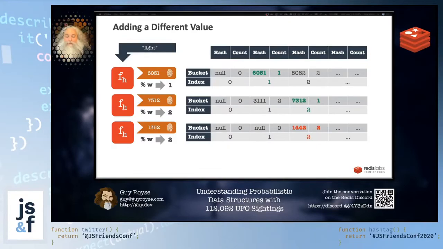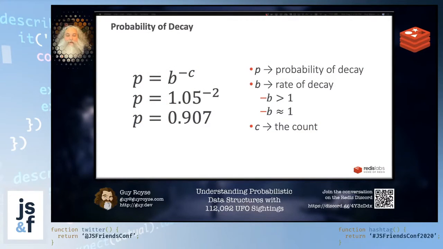So what do we do? Well, we roll the dice and see whether we're going to decrement it. Adding light to this may eventually decay it or kick out that value, because it's not heavy. It's Heavy Keeper. It may not keep the lighter things. So we do a little bit of math to determine that probability. The probability of decay is P equals B, which is a rate of decay that we select, to the power of negative C, which is the value of count, in our case 2. B is arbitrary and should be greater than 1, but also about 1.